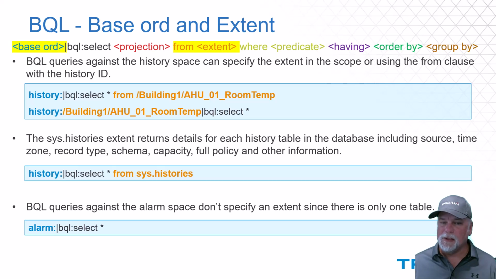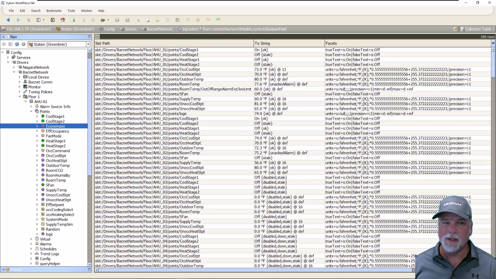And then lastly, we also have the ability to run a BQL query against the alarm database. In this case, our base ORD will be the alarm space. And there isn't any extent to specify with the from clause because there's only a single alarm database table. So all you have to do is say alarm and then BQL select and then whatever projection. In this case, we're still sticking with the basic projections.